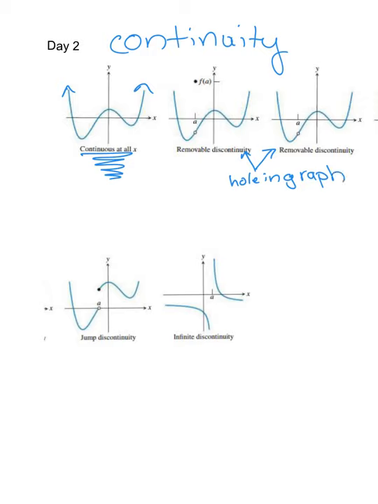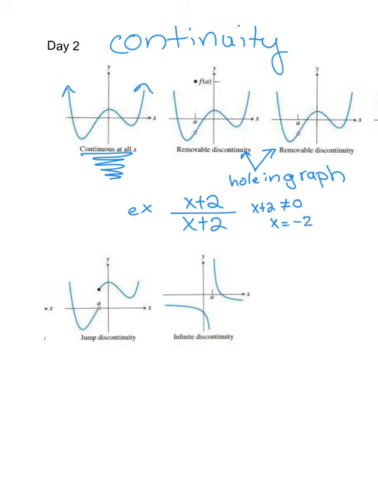Now, a hole in the graph could come from a fraction, say x plus 2 on the bottom and x plus 2 on the top. When we talked about implied domain the other day, we said that we can't have a 0 in the bottom. So x plus 2 cannot equal 0. If you solve that, it means x can't equal negative 2. This would result in a hole.